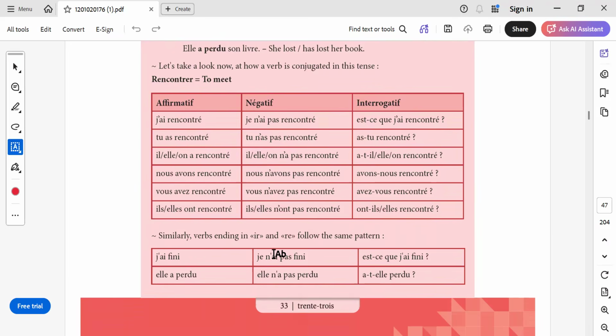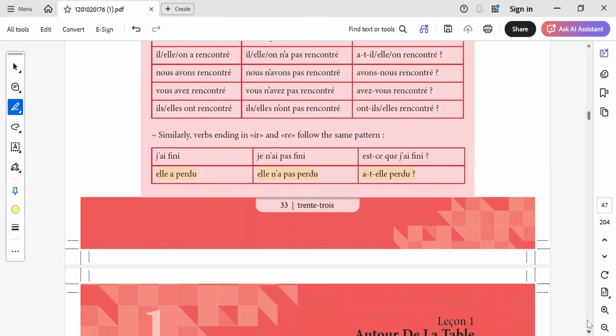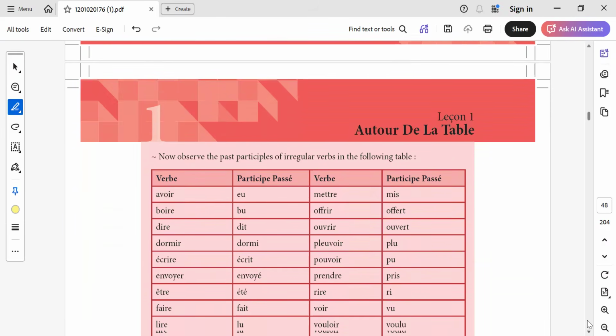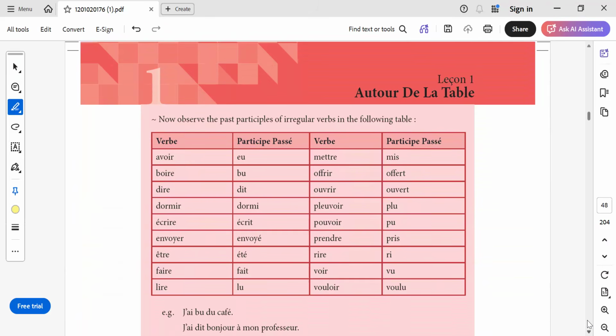Similarly, verbs ending in IR and RE. See the examples. J'ai fini. Je n'ai pas fini, negation. Et est-ce que j'ai fini? So these all are different options here. For the perdre verb, we have elle a perdu, elle n'a pas perdu, et a-t-elle perdu. So this way we form with RE ending verbs as well. À la page suivante, à la page 34. Now here are some irregular verbs.